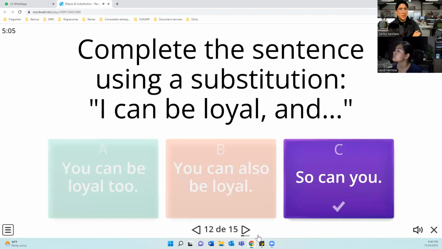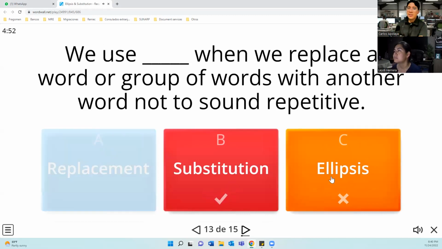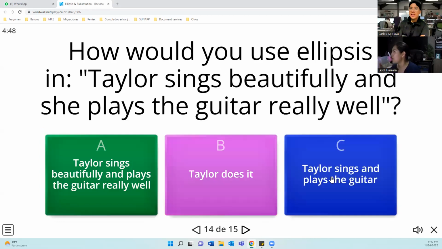Yes, so can you. Okay, that's the same. This is substitution because it says replace. Sustitución, reemplazar. Elipsis, eliminar. Here there are two answers. Aquí hay dos respuestas. Taylor sings beautifully, then she plays the guitar well.